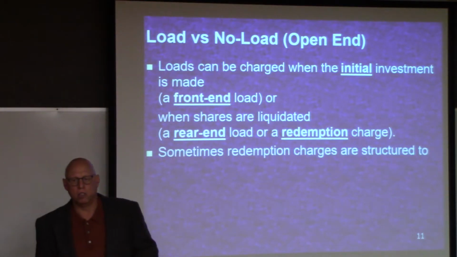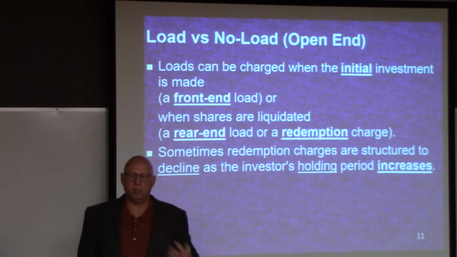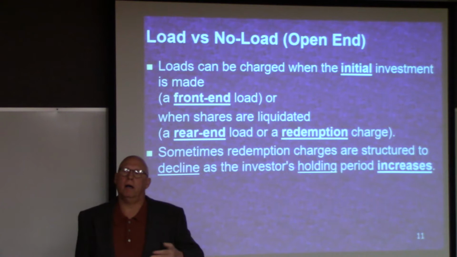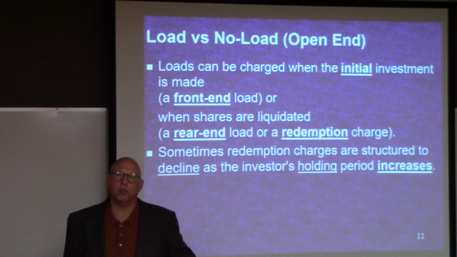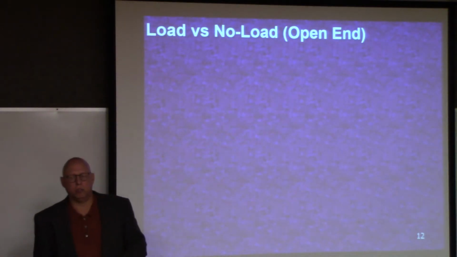Sometimes redemption charges are structured to decline as the investor's holding period increases, and often you'll start with an 8% redemption charge. You won't be charged anything up front. But if you sell within the first year, you'll pay 8%. If you sell in the second year, you'll pay a 6% charge, 4% in the third year, 2% in the fourth year. And after the fourth year, if you want to sell, you don't pay any redemption charges.